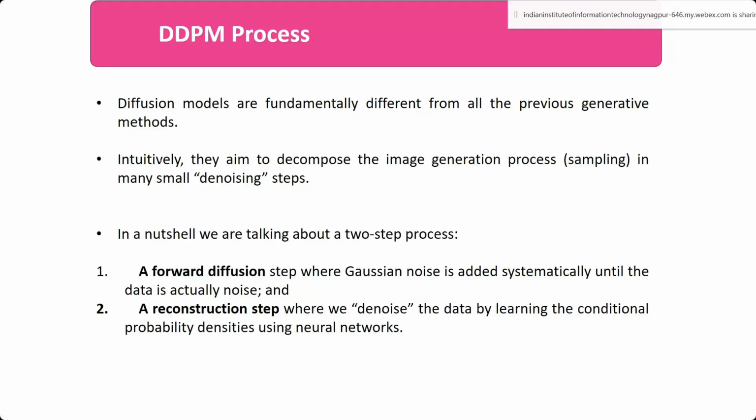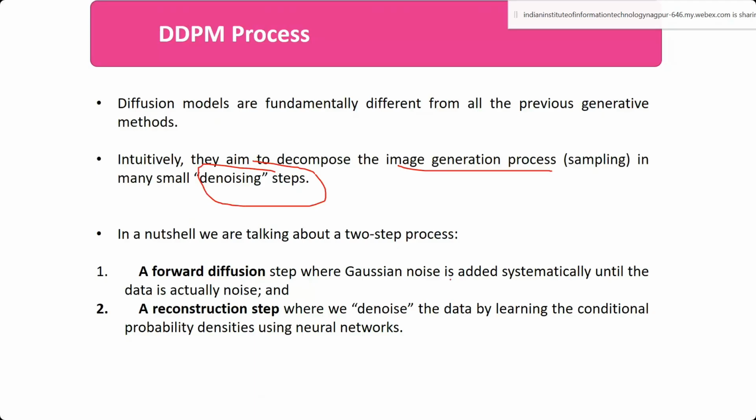As I have mentioned, these denoising diffusion probabilistic models are fundamentally different from other previous generative methods. They aim to decompose the image generation process, sampling, into many small denoising steps. Previously we had a decoder, but instead of a decoder, you have here the reverse diffusion process. So you have two steps: one is forward diffusion, and the other is the reverse diffusion process.